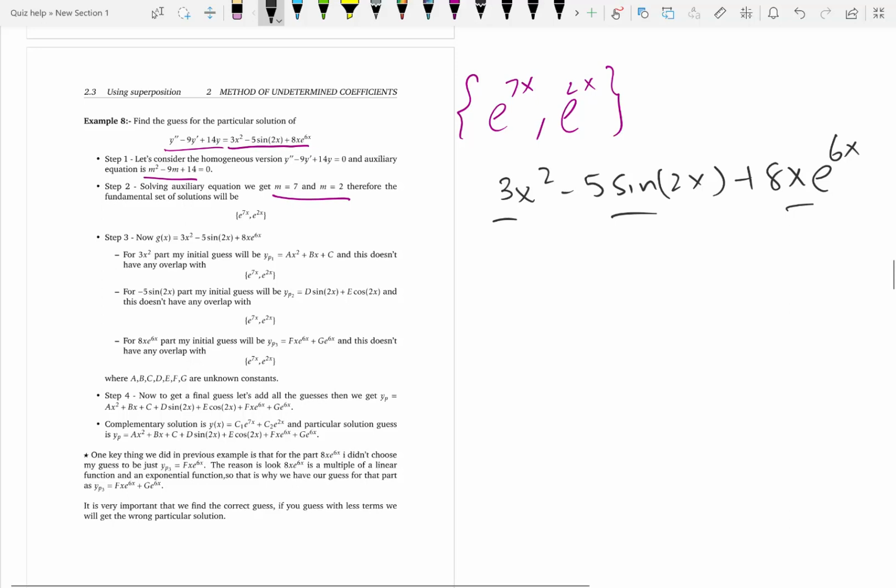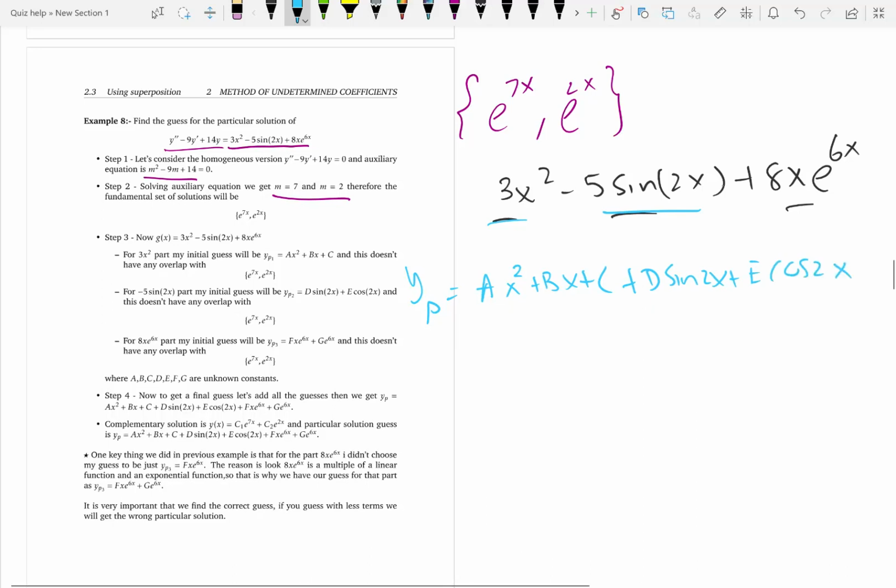What do you mean piece by piece? Well, let's first handle the 3x squared part. It's a quadratic function, so my first guess will be ax squared plus bx plus c. Now that's done. Now go to the second part. It's a trigonometric part. How do you write it? D sine 2x plus e cosine 2x.